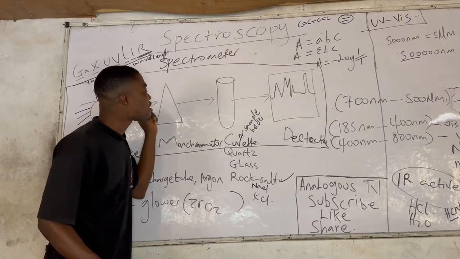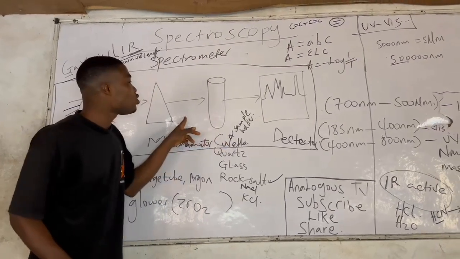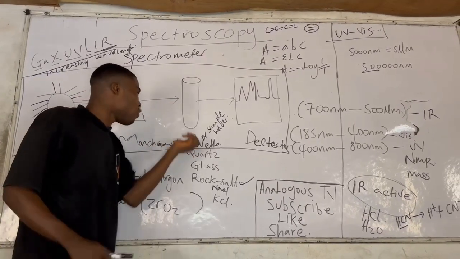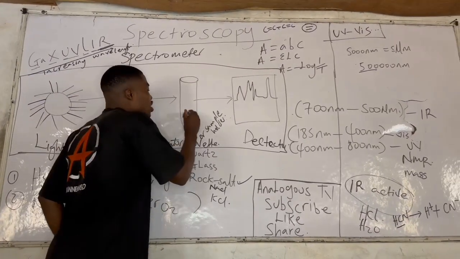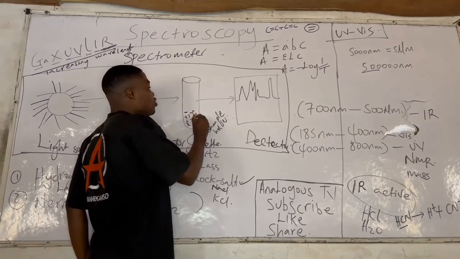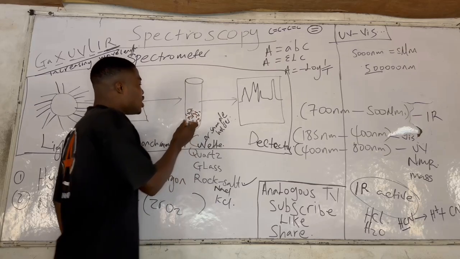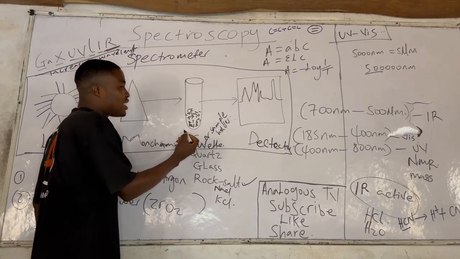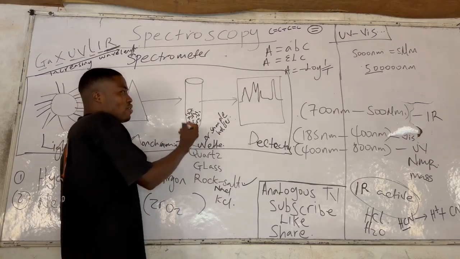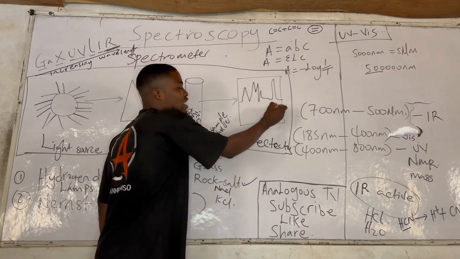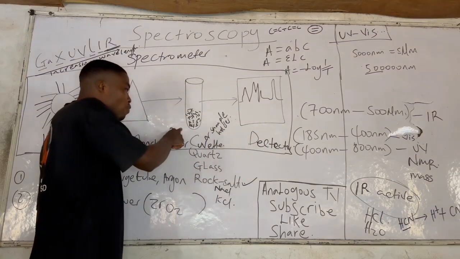Then this light passes through the cuvette, and the light is absorbed by the material. We have some material here, usually with a double bond, the presence of conjugation. These materials will absorb this UV light, but not all the light will be absorbed. Some of the light will be transmitted. The light that is transmitted is read by the detector and used to interpret this compound.